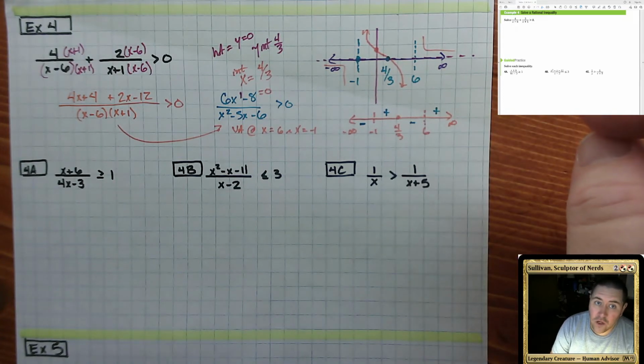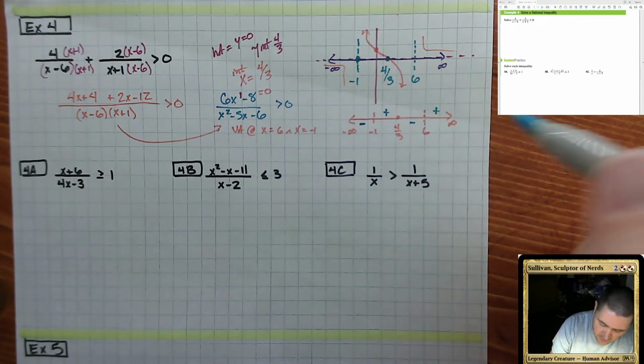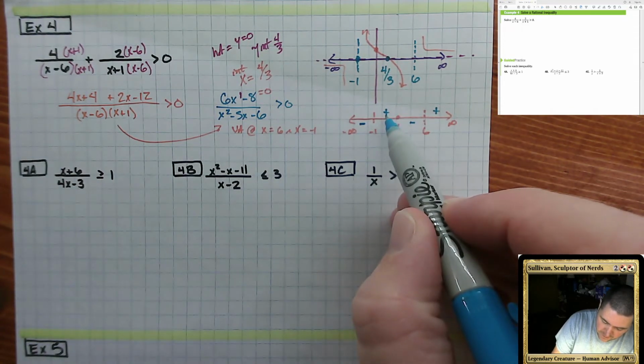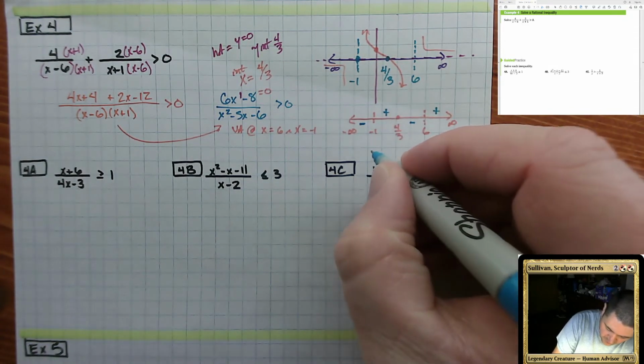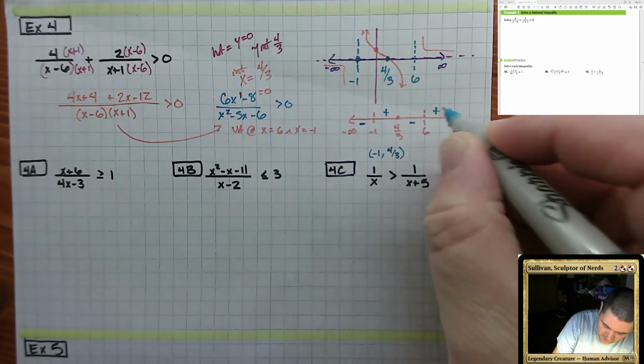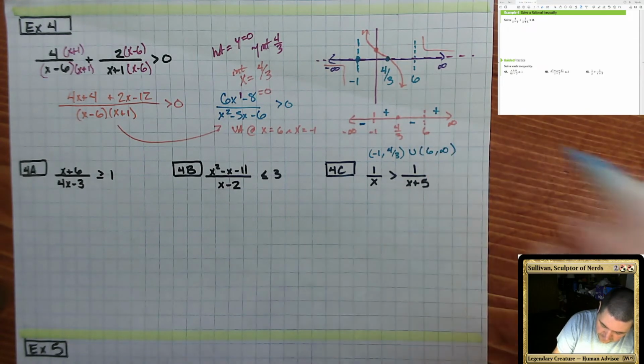I don't care which, and I'm not really going to be able to tell which one unless I'm specifically requiring it, and I don't do that. Where's that thing greater than 0? Right here, from -1 to 4/3, and again back here from 6 to infinity.